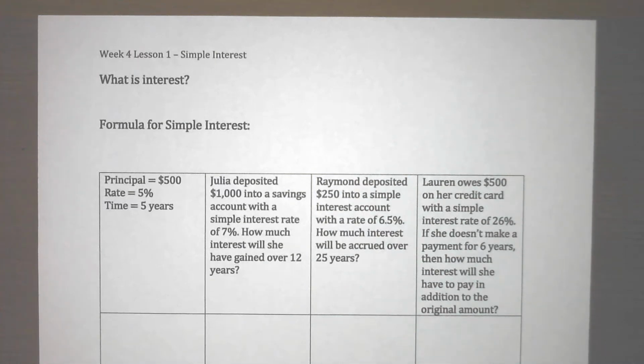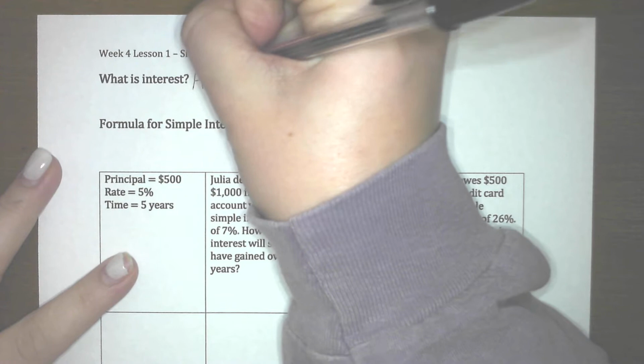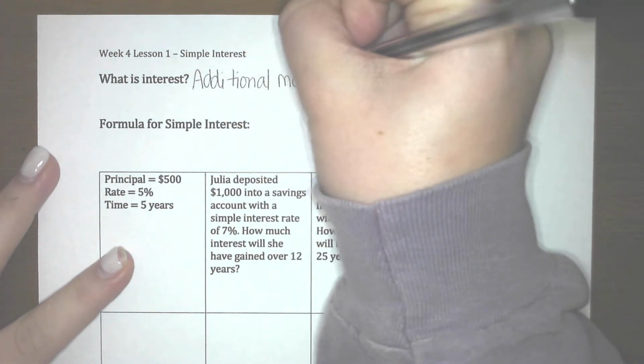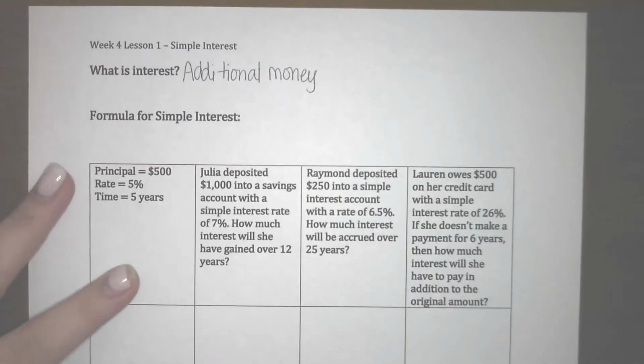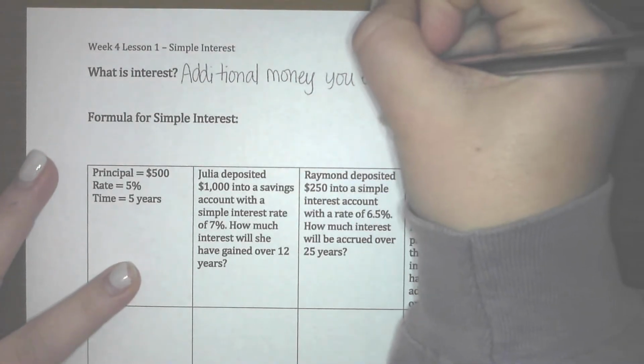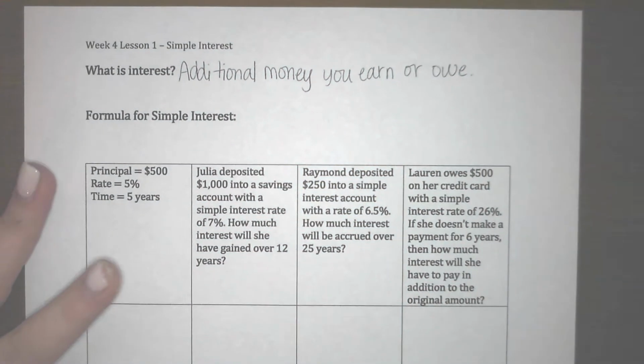All right, so we're going to start with lesson 1 for week 4. We are going to move into our financial unit, talking about simple interest. So if you're kind of confused, you're like, what is interest? Well, interest is additional money that you earn or that you owe. Okay?